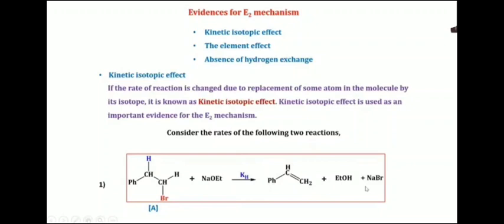If the rate of reaction is changed due to replacement of some atom in the molecule by its isotope, it is known as kinetic isotopic effect. Kinetic isotopic effect is used as an important evidence for the E2 mechanism. So consider the rate of the following two reactions. Here the first one is in the first reaction, the beta carbon containing hydrogen. So we can get alkene plus protonated base plus NaBr.